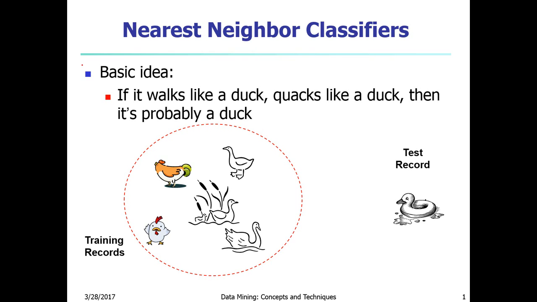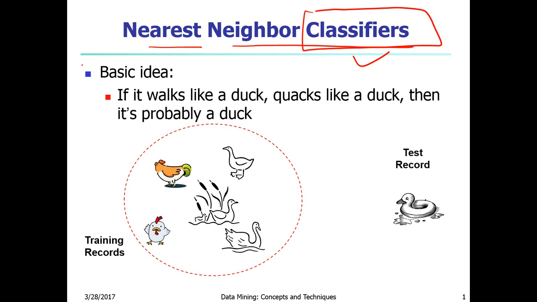Hi, in this video I'm going to discuss a very popular machine learning algorithm known as the nearest neighbor machine learning algorithm. It is a classification algorithm. It can also be used for regression problems, but we will see only the classification aspect of the nearest neighbor algorithm. So we call that nearest neighbor classifiers. So what's the basic idea behind the nearest neighbor classifier? Well, it goes like this: if it walks like a duck, then it is probably a duck.